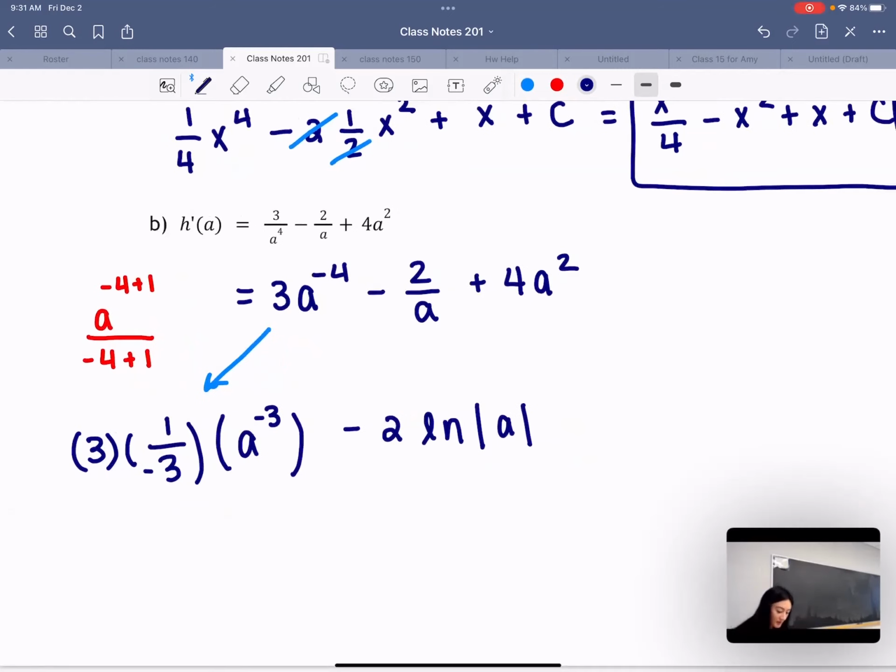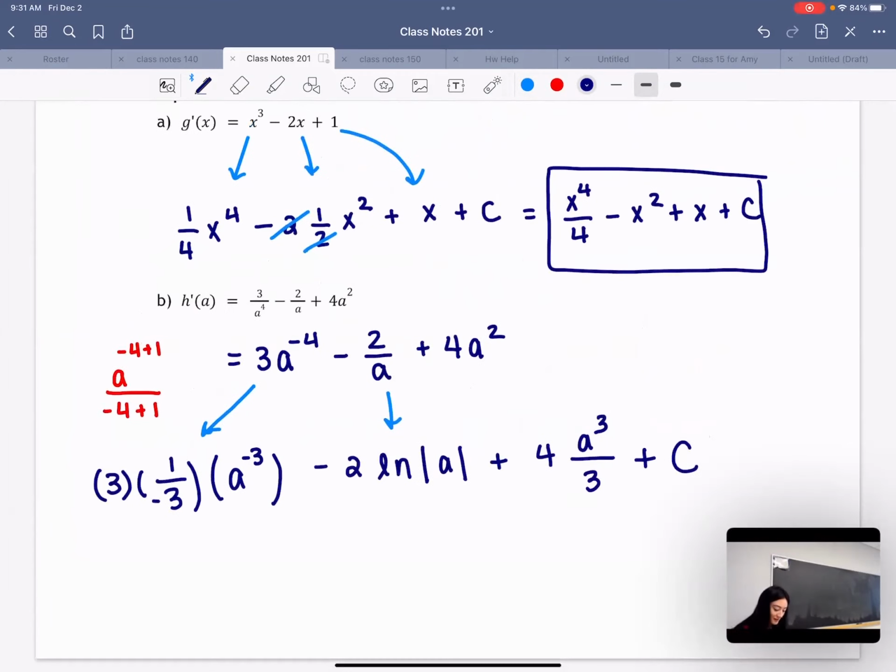so we conserve that domain going from the derivative to the antiderivative. Okay, next we have 4a squared. Can someone tell me the antiderivative of 4a squared? 4a cubed divided by 3. Perfect. 4a cubed divided by 3. And what did I forget when I wrote this antiderivative? Plus C, perfect.